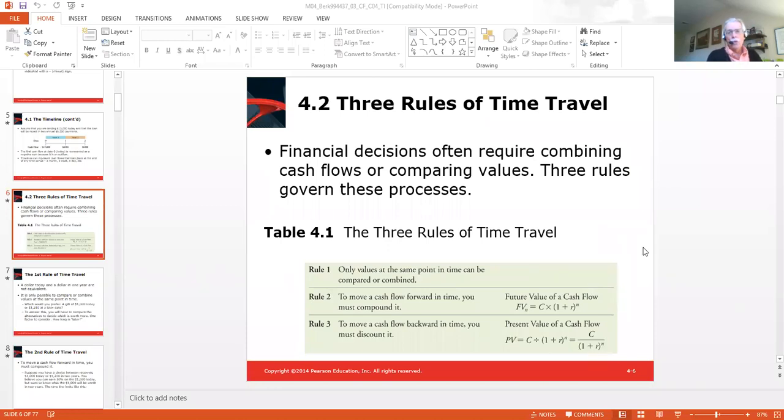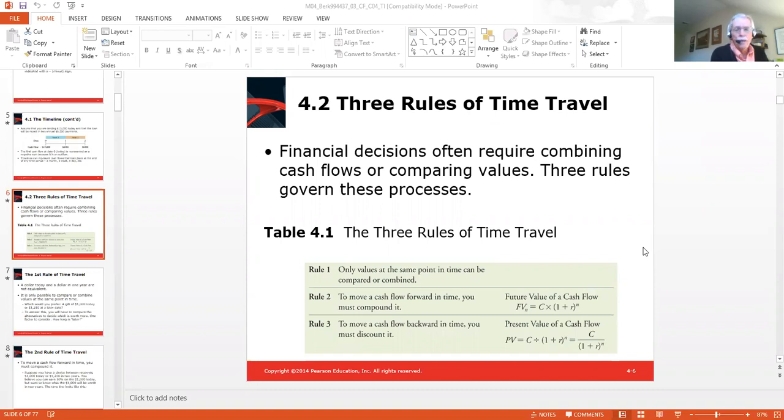Accounting departments as well, of course. There are so many things driven by the use of this concept, time value of money. I'm going to start with sharing a slide with you where we cover what's called the 3 rules of time travel, or these are time value of money rules.